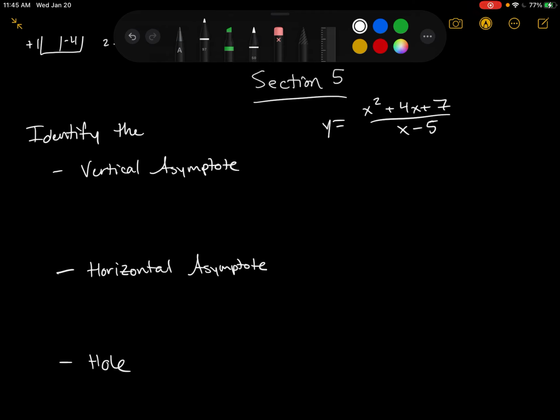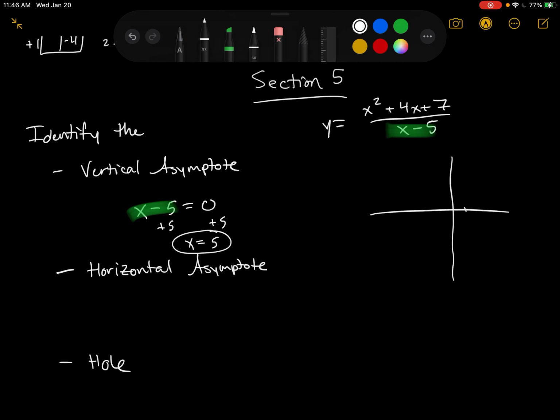Remember the vertical asymptote, we take our denominator and set it equal to 0. So denominator is the term on the bottom, x minus 5, set it equal to 0, and we solve. Add 5 to both sides, we end up with x equals 5. So we have a vertical asymptote at x equals 5. So on a graph, if we're looking at this, we go to where x equals 1, 2, 3, 4, 5, and we know that our line cannot cross at that point.